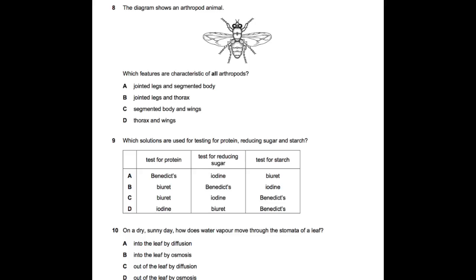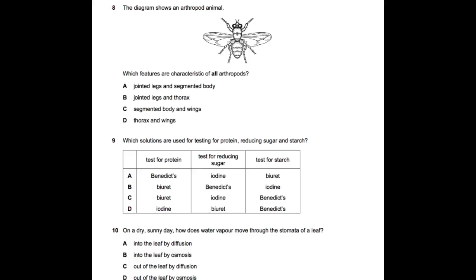Next, the diagram shows an arthropod animal. Which features are characteristics of all arthropods? Arthropods are invertebrate animals such as insects and spiders. Invertebrates are animals without a backbone. Is it jointed legs and segmented body, jointed legs and thorax, segmented body and wings, or thorax and wings? The answer is A. Segmented body means a body is divided into different segments. Jointed legs are also found in insects such as cockroaches, for example.